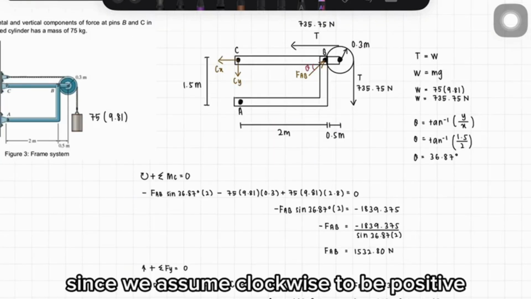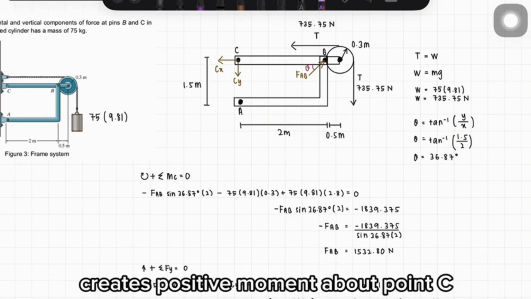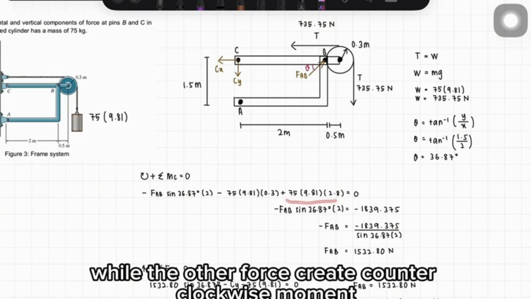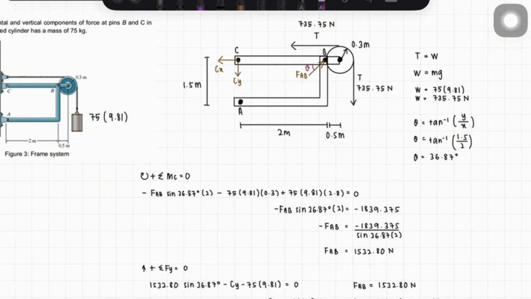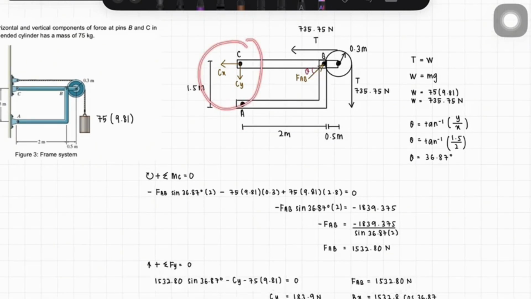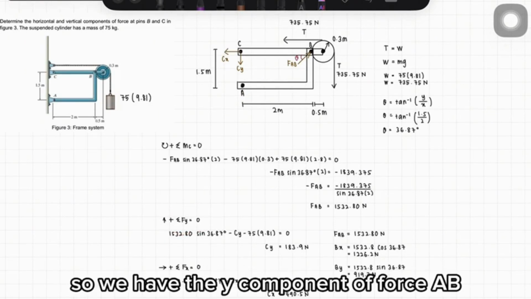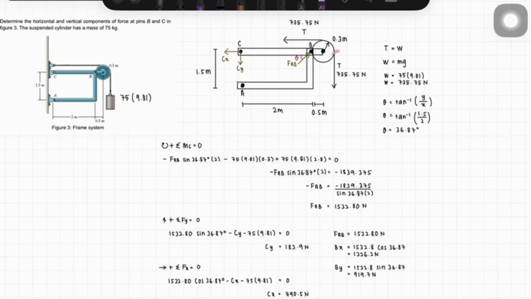Since we assume clockwise to be positive, the weight of the cylinder creates a positive moment about point C, while the other forces create a counterclockwise moment, meaning that they are negative. Now we have two unknowns left. To find the y reaction, we can write an equation of equilibrium for the y forces. So we have the y component of force AB, the pulley, and Cy.